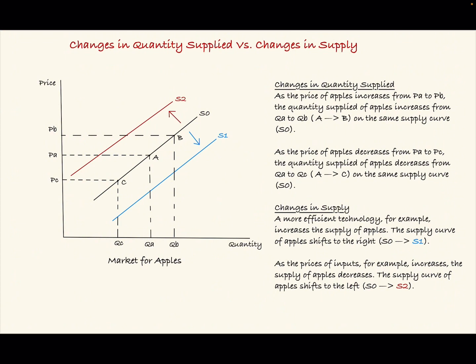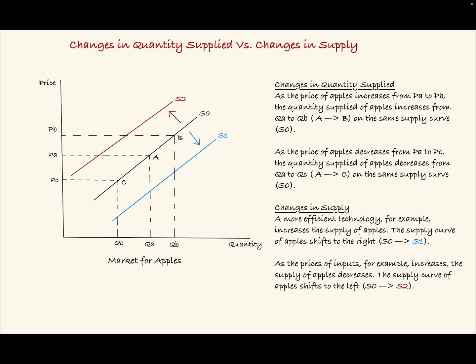Now we're going to take a look at changes in supply. So here's the first example. A more efficient technology will increase the supply of apples. Thus, the supply curve of apples shifts to the right. This is represented by S0 to S1 in our example on the left. Notice, as the supply curve shifts to the right or outward, this represents an increase in supply.